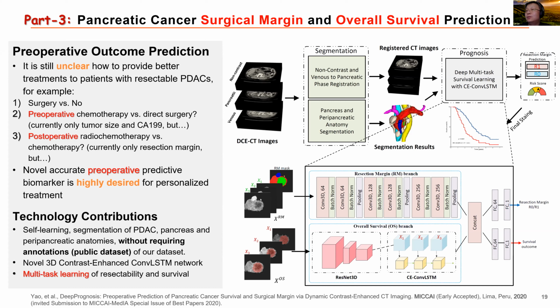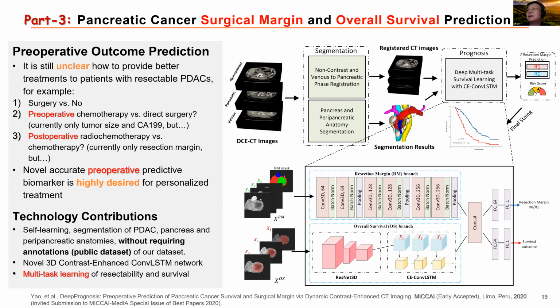MICCAI, it was one of the best paper candidates, and our journal version has been accepted. We don't know if we will get the best paper or not. That will be decided in September, October. So our paper is one of the candidates for the MICCAI 2020 medical image analysis best paper. So in that sense, right?